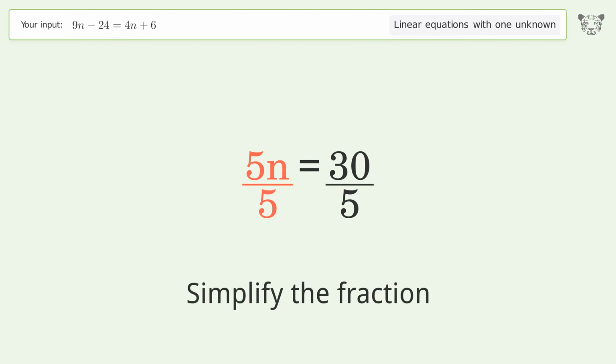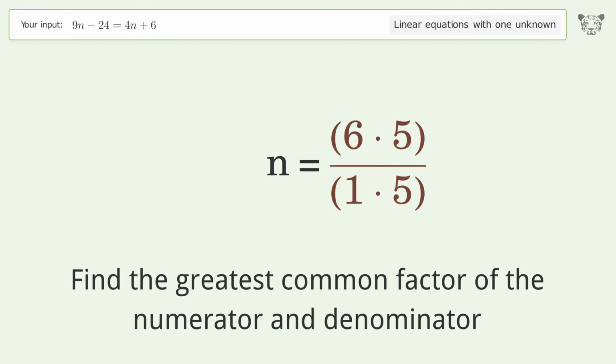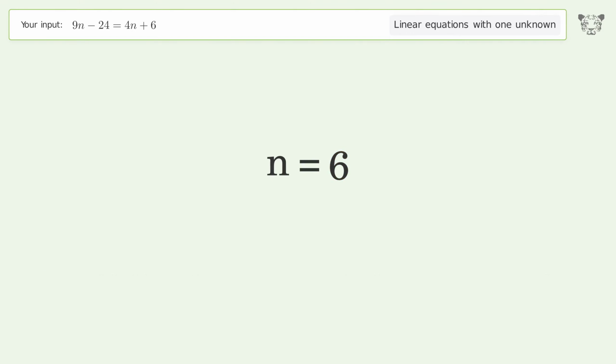Simplify the fraction. Find the greatest common factor of the numerator and denominator. Factor out and cancel the greatest common factor. And so the final result is n equals 6.